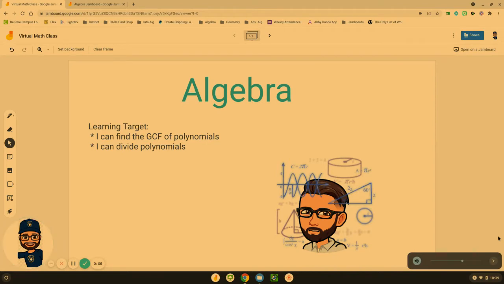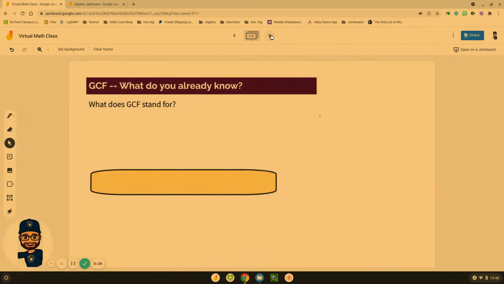Today, we continue working on our multiplication of polynomials by actually working backwards and doing what's called greatest common factors, or dividing polynomials. And so we are going to continue to see if we can't move ahead in our lesson on polynomials. First question. What do you think GCF stands for?